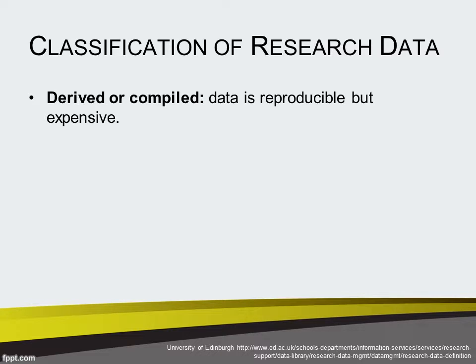The fourth one is derived or compiled data. Those are data resulting from the processing or combining of raw data, often reproducible but expensive. Some examples: text and data mining, compiled databases, aggregate census data, and 3D models.